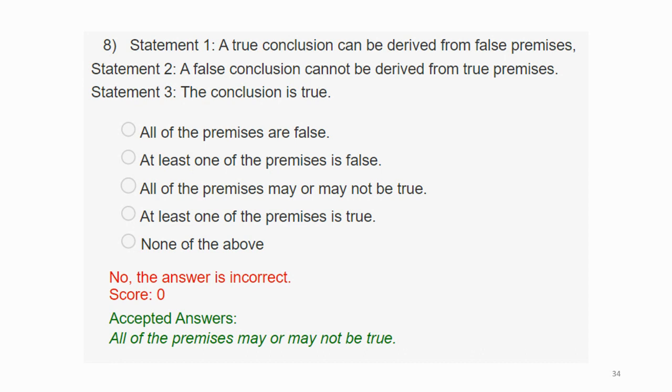So the first one is saying a true conclusion can be derived from false premises. That is correct, or it cannot be correct also. If you see last year's discussion, from there you can easily understand that the option will be all of the premises may or may not be true. I'll not go into detail about these premises, as we had discussed enough. If we think logically and see the relationship between them, then you can conclude that this will be the correct answer.